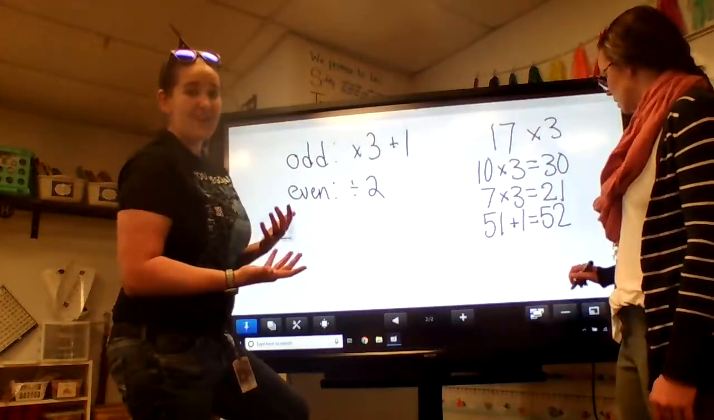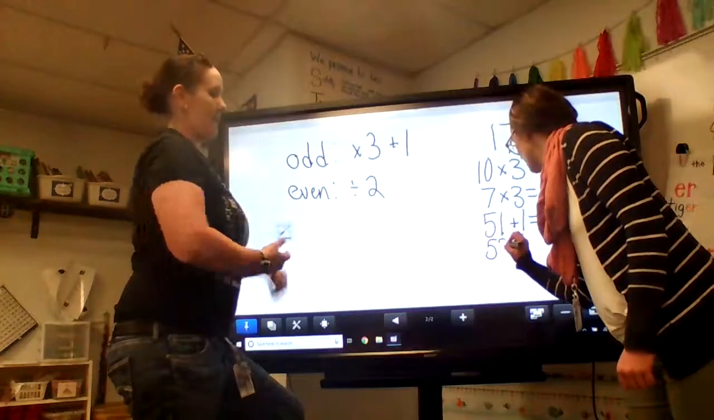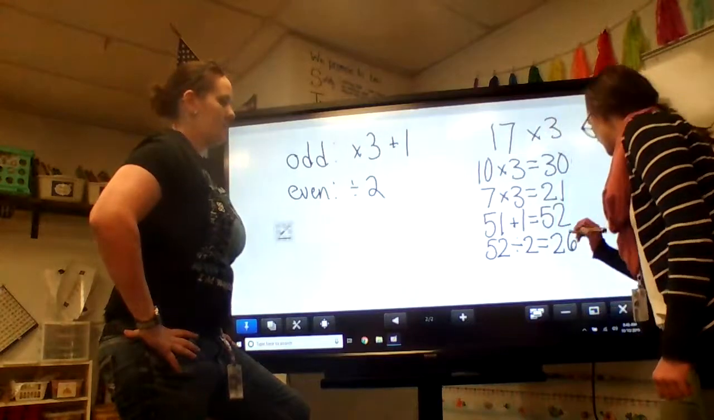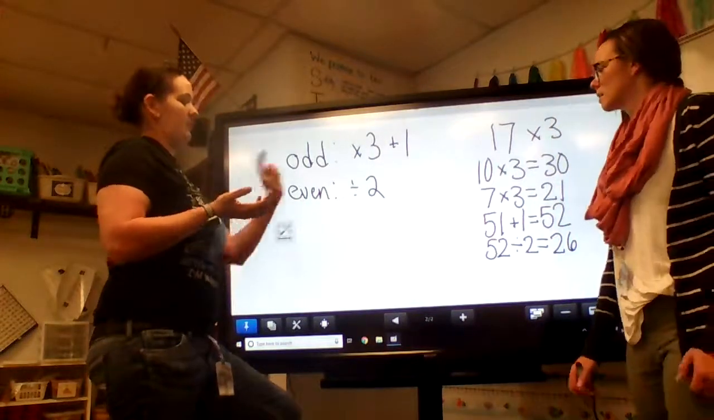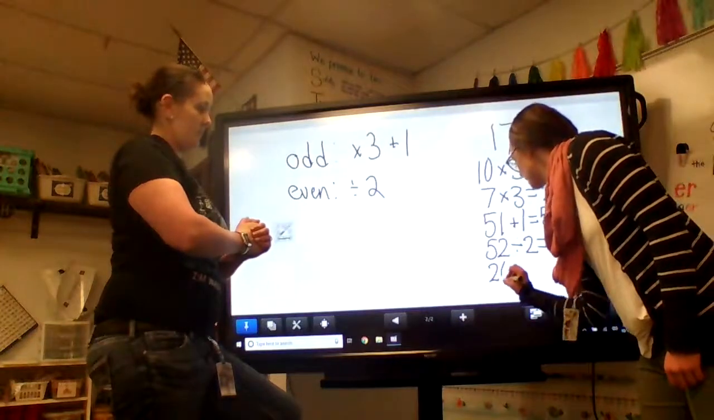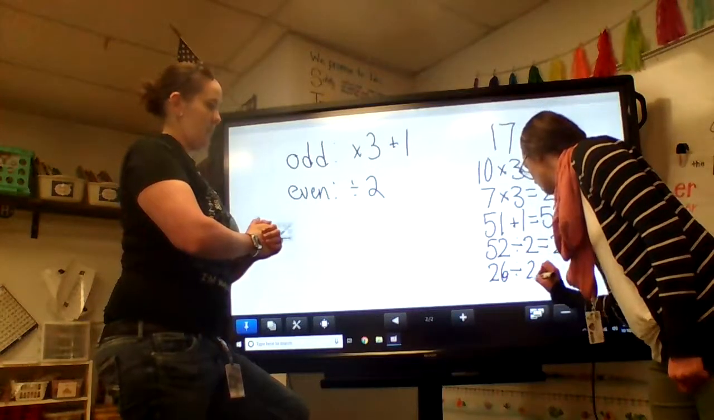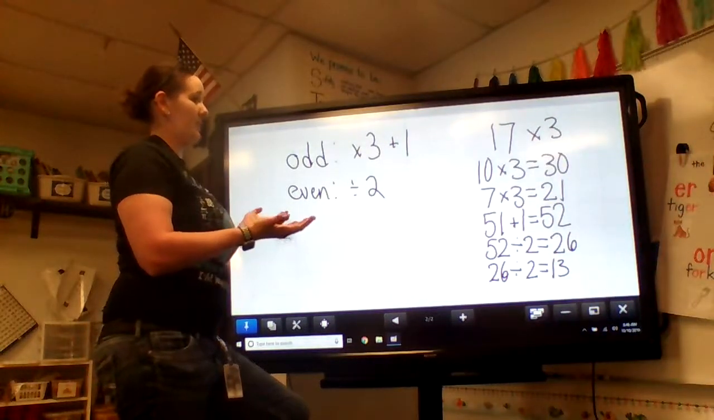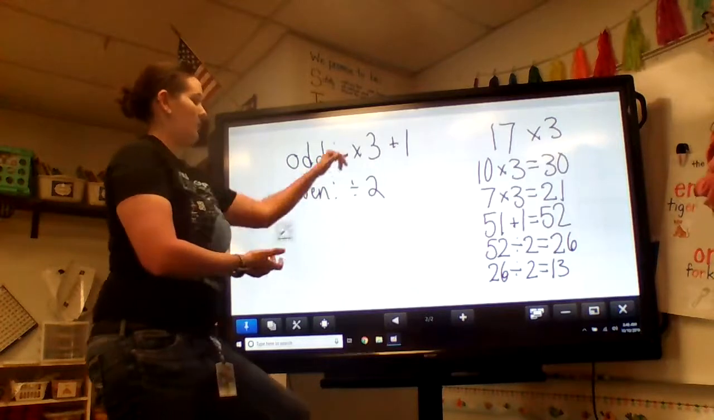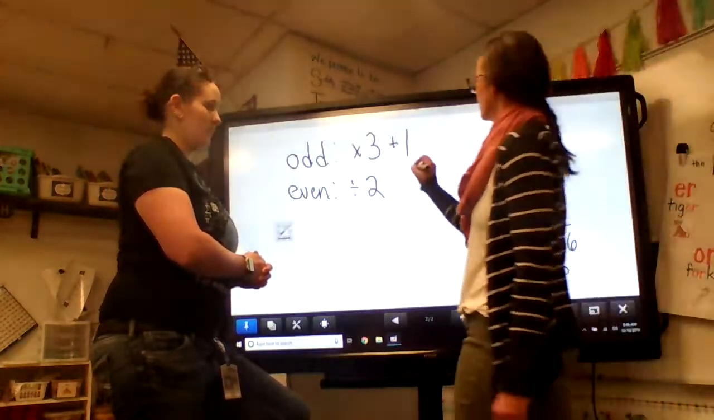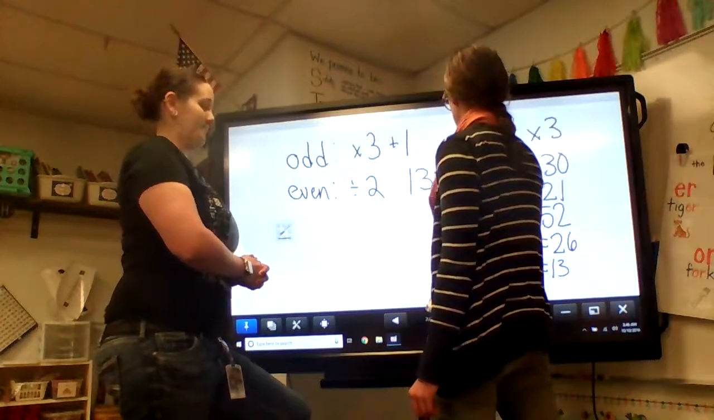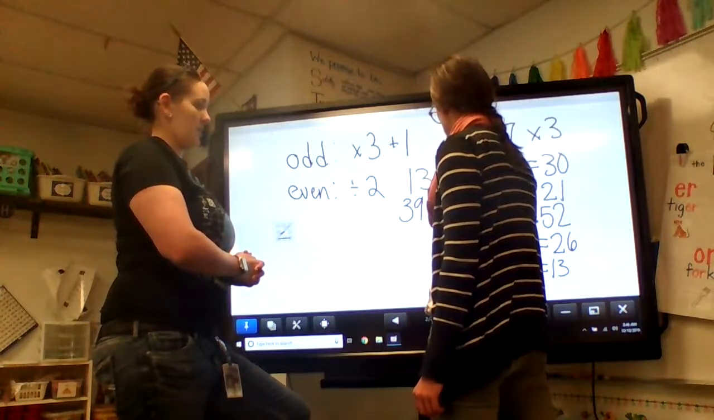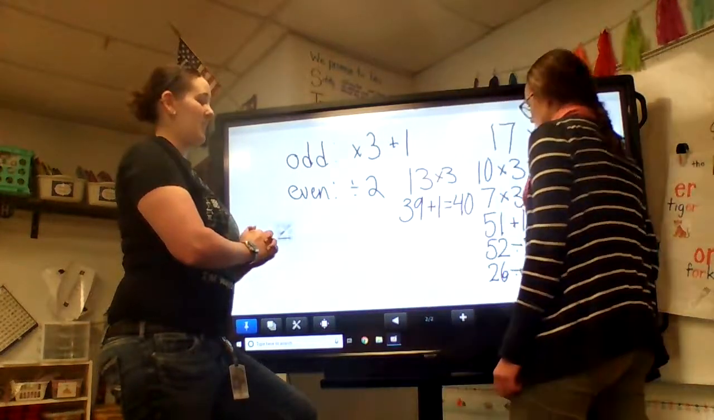And is 26 an odd or an even number? Wait, so I did 52 divided by 2? Yep. And we decided that it's 26. Is 26 odd or even? 26 is even, so let's cut it in half. 26 divided by 2 is 13, because I know that 13 plus 13 equals 26. So even or odd? It's odd. So we have to multiply 13 by 3. 13 times 3 is 39. Plus 1 more is 40. So now we're at 40. Even or odd? It's even.